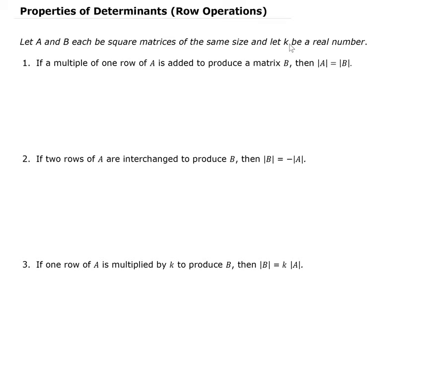As an example, let A be equal to 1, 2, 3, 4. Let's calculate the determinant of this matrix. That's going to be 1 times 4 minus 3 times 2. So that's going to give us 4 minus 6, which is negative 2.